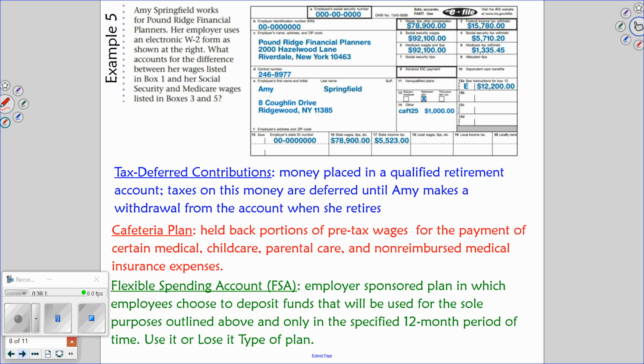All right, example 5. Amy Springfield works for Pound Ridge Financial Planners. Her employer uses an electronic W-2 form as shown at the right. What accounts for the difference between her wages listed in box 1 and her Social Security and Medicare wages in boxes 3 and 5? This is where I mentioned earlier that sometimes these numbers differ. And you always wonder, why are they different? Like, if I made this much, why am I only taxed on a different amount of that? What's going on? Because if you look right up here, here's how much she made for the year that she's being taxed on, by federal taxes, state taxes.